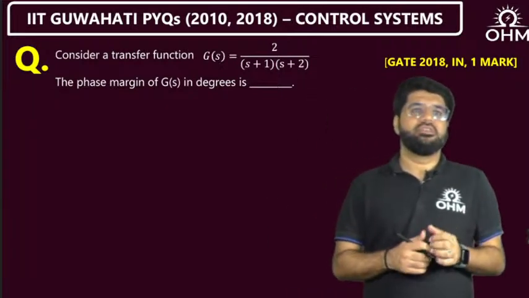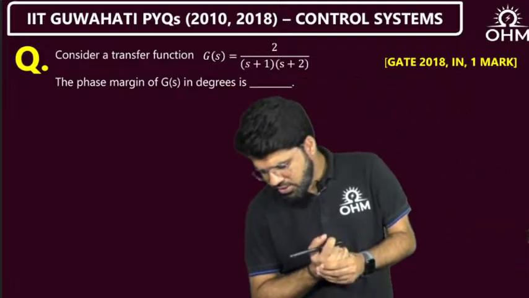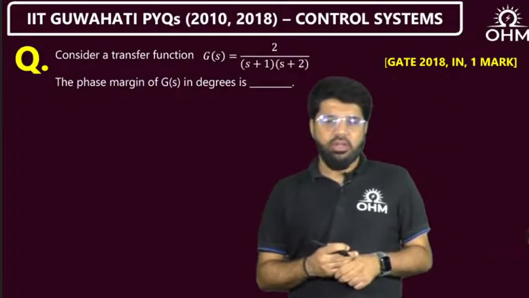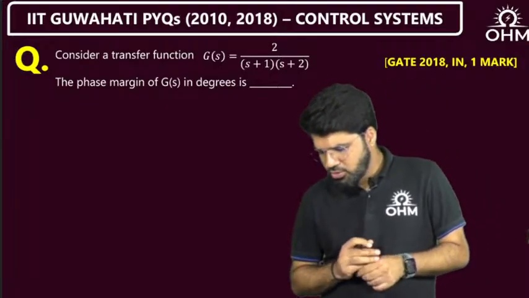What is the phase margin of G(s) in degrees? G(s) is 2 upon (s plus 1)(s plus 2). For the phase margin, first of all, what we need is the gain crossover frequency, correct? Let us calculate that gain crossover frequency.